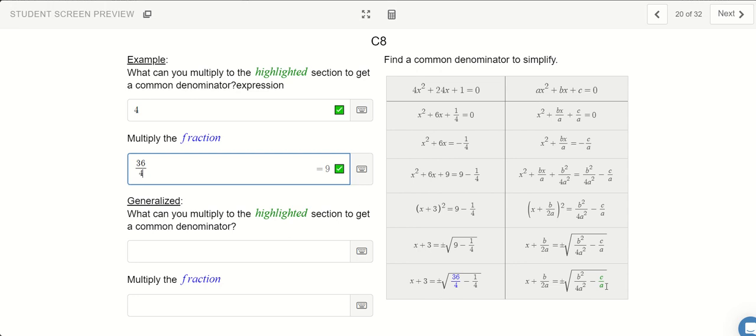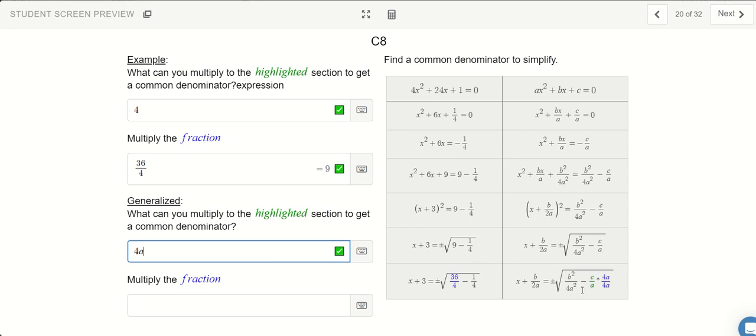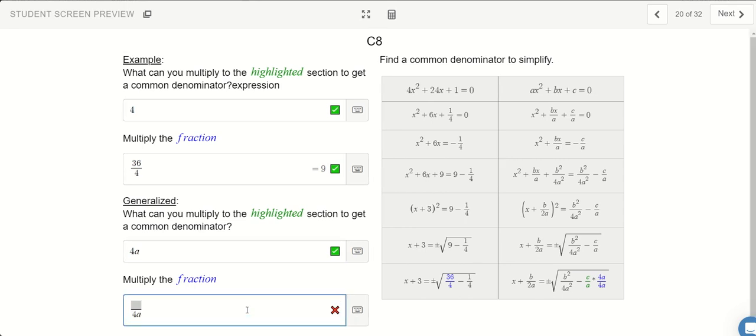Right, and here, to get a common denominator, again, the common denominator is going to be 4a squared. So I need to multiply by 4a. 4a times a is 4a squared on the bottom, which is our common denominator. And then 4a times c is going to be 4ac.